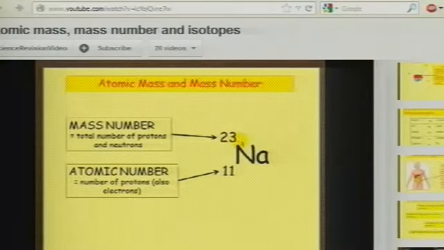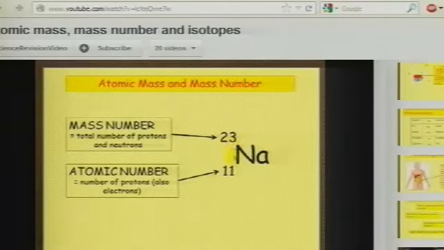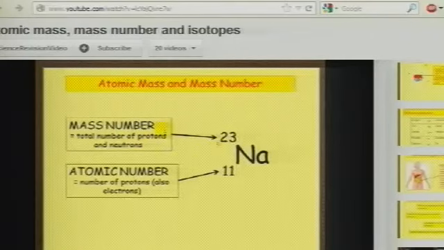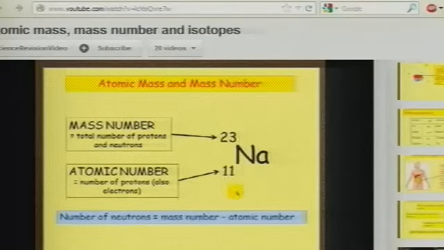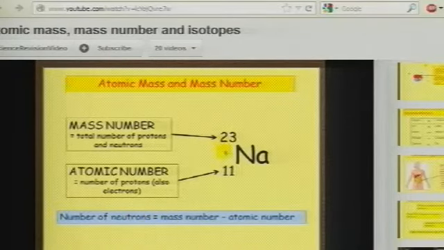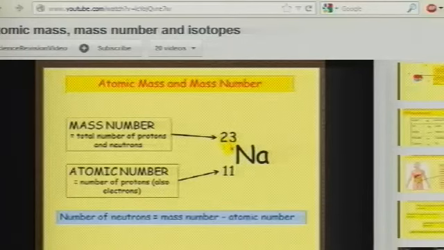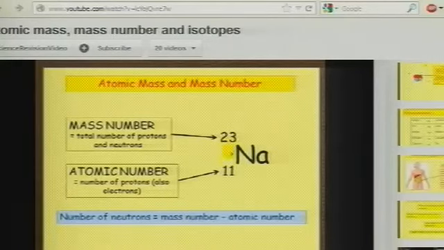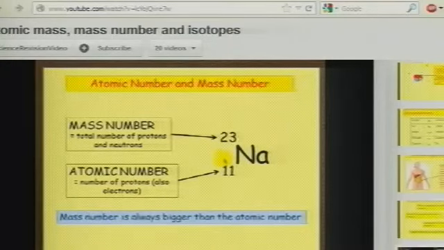Now most textbooks and most periodic tables have them this way around. In a few textbooks and a few periodic tables, for some reason unknown to me, they actually put these the other way around, which is a little bit confusing, isn't it? Make sure though you always remember that the big one is the mass number. We can work out the number of neutrons by subtracting these two figures. To work out how many neutrons there are in sodium, you subtract 11 from 23.